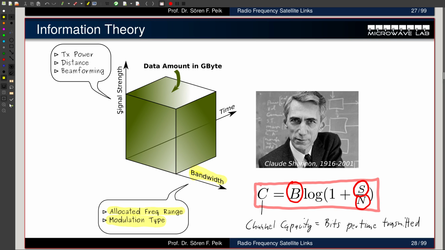The second parameter, which spans your cube, is the signal strength. The bigger your signal strength, the bigger your cube becomes. And the signal strength is not an absolute value, it's basically the signal strength related to the noise. So actually it's S over N. So the more your signal stands out of the noise, the more data you can transmit.